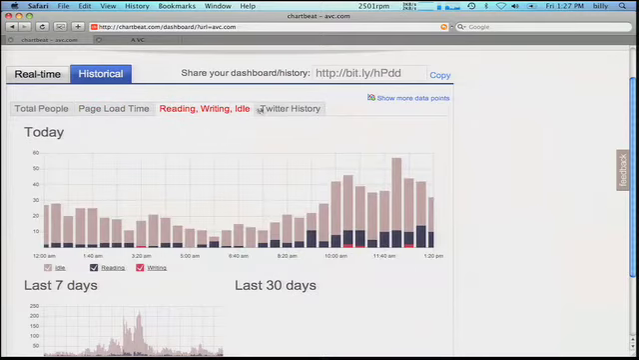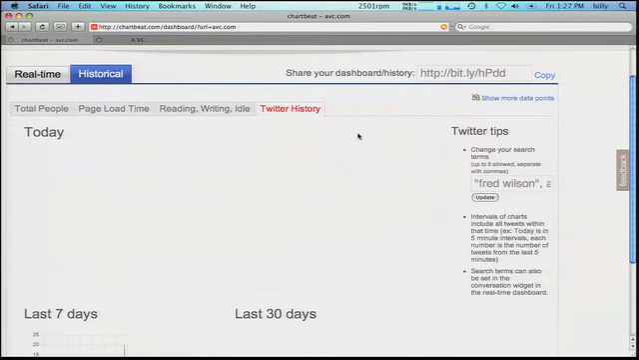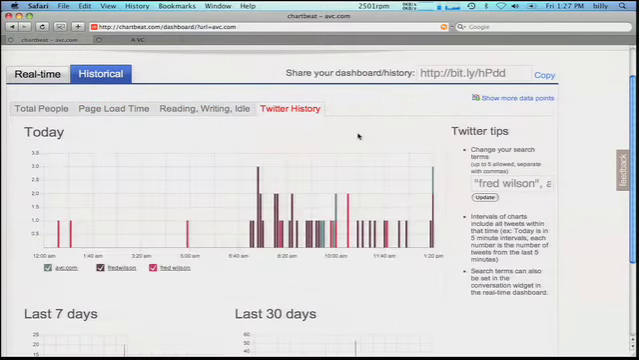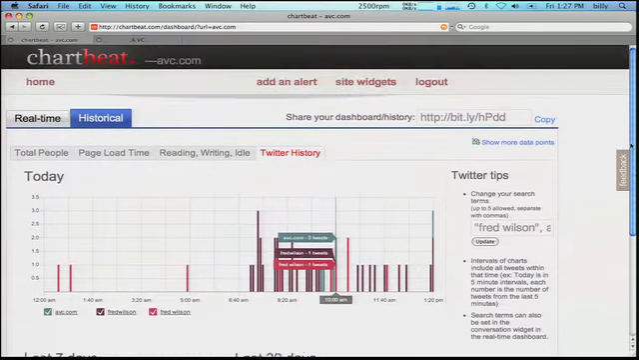Again, there's a reading, writing, idle tab. And then you could do the same thing with Twitter history that I showed you earlier in terms of a replay. If in fact there was a spike in terms of Twitter activity and a lot of mentions, you can look into the history to see what it was that may have been happening in that area.